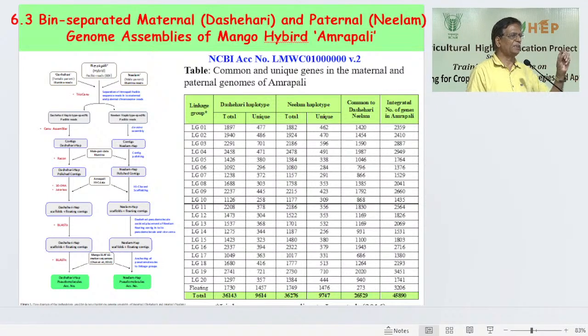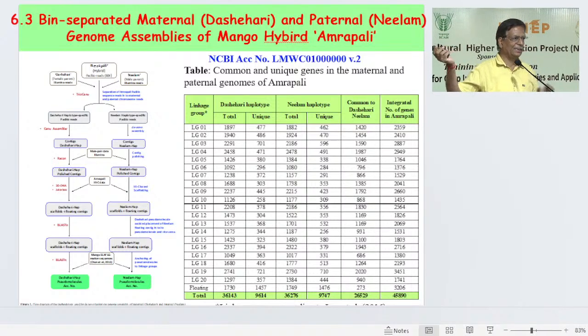So the two parents you sequence using Illumina and the progeny you sequence using PacBio, and then you can separate the PacBio reads into maternal reads and paternal reads based on the polymorphism, which comes from the Illumina sequencing. And then you can assemble them separately. Initially we tried to collapse the two into one by allowing mismatches, but now we use this trio-binning approach because we were lucky that both male and female parents of Amrapali are there in the IARI garden.